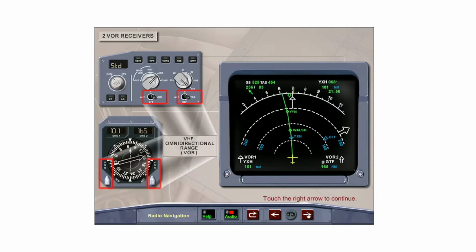The aircraft is equipped with 2 VOR receivers, which display VOR information on navigation displays 1 and 2 if VOR is selected on a VOR ADF selector switch located on the Electronic Flight Instrument System, or EFIS, control panel. The information is also displayed on the DDRMI if VOR is selected on its selector switches.